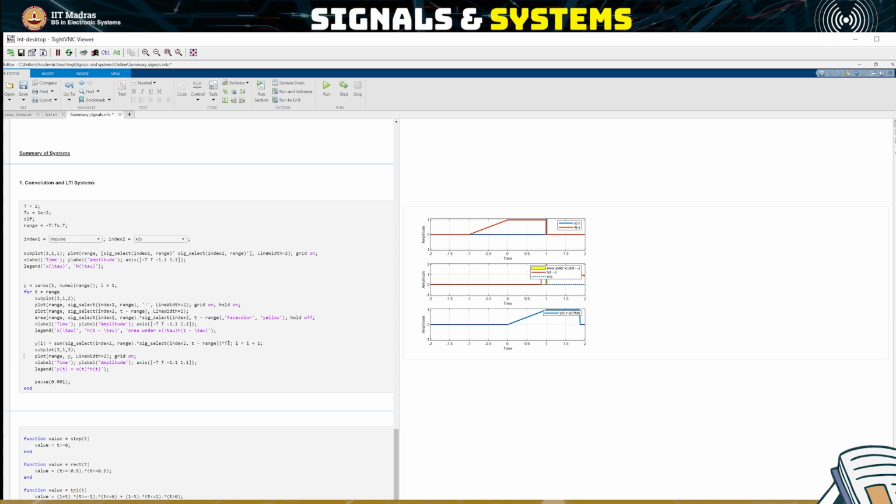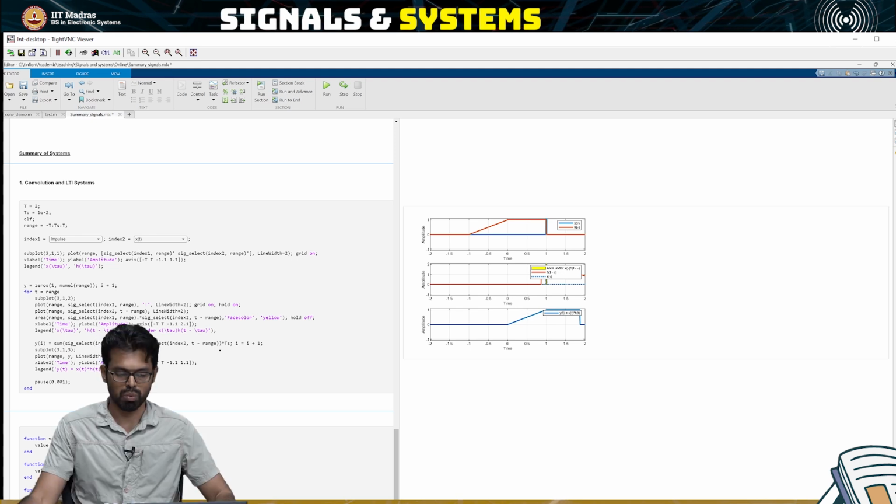So you have this code which is given to you. You can play with this code. You can change different signals. You can add your own signals. You can add your own kind of systems that you want to represent here by putting in its impulse response and then see what happens to the output. You can play with it and see what happens.